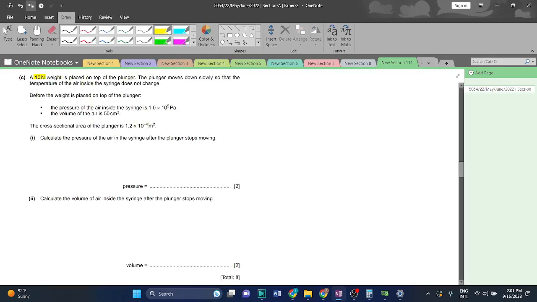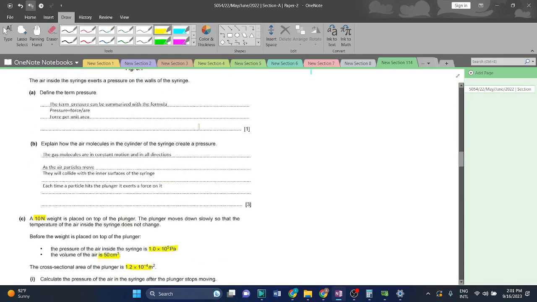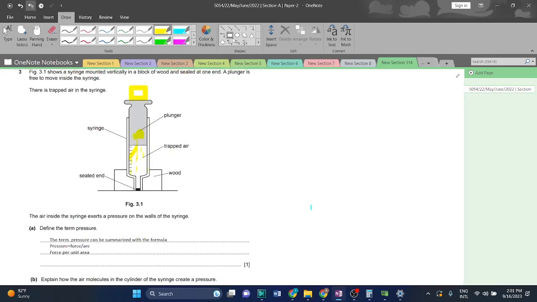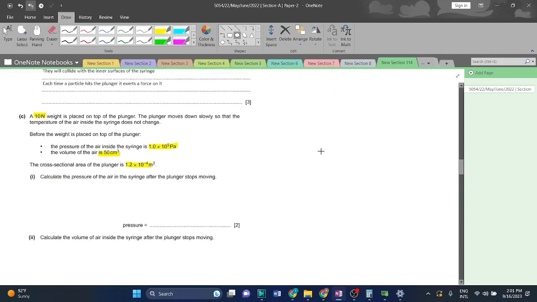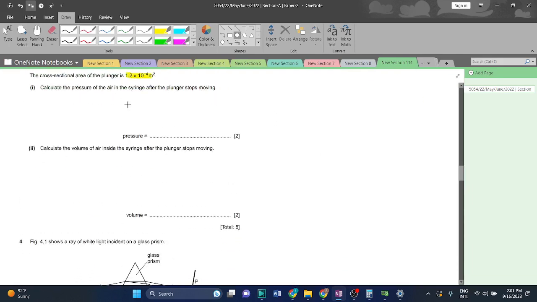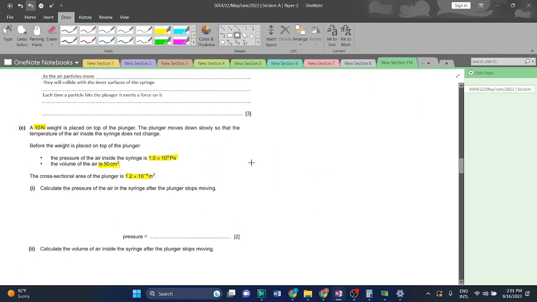Before the weight is placed on top of the plunger, the pressure of the air inside this syringe is 1 into 10 raised to the power of 5 pascals. The volume is 50 centimeter cube. The cross-sectional area of the plunger is 1.2 into 10 raised to the power of minus 4. The cross-sectional area will be circular, or whatever the shape of the cross-section is, like this.